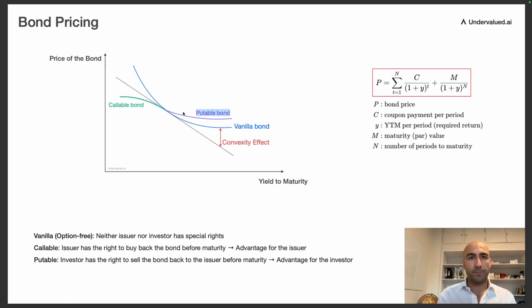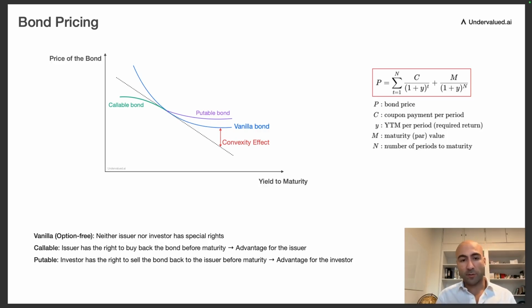A puttable bond gives the investor the right to sell the bond back to the issuer at a specific price. So it cannot go below this specific price, right? If you can sell the bond back to the issuer at, let's say, 50, then the price will not go below that. So even if the yield to maturity increases, the price is stuck here. So it doesn't have the same slope as a vanilla bond that would actually continue to decrease.